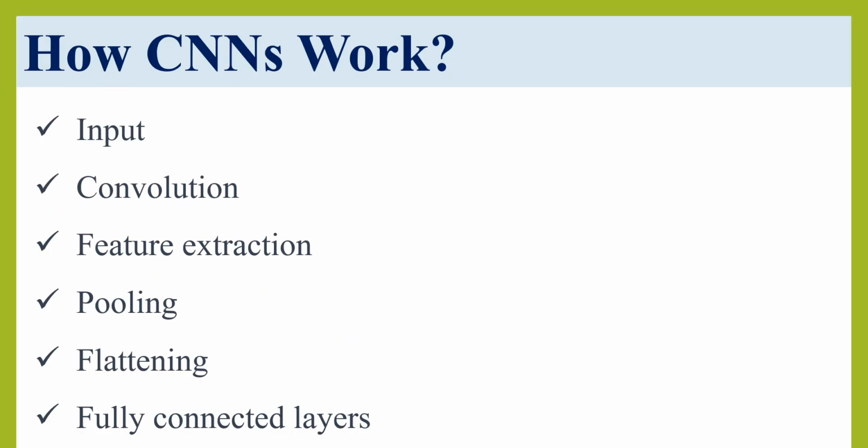Then in flattening, the machine takes all these simplified patterns and flattens them into a long list, like a recipe with all the ingredients and instructions. And finally, in the fully connected layers, the machine uses this list to make a decision like that's a cake or that's a cookie. It is like the machine is saying, based on all these features, I'm pretty sure this is a cake.